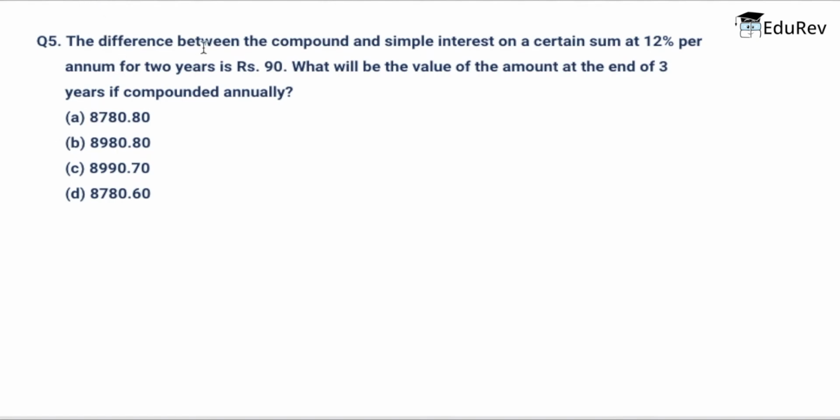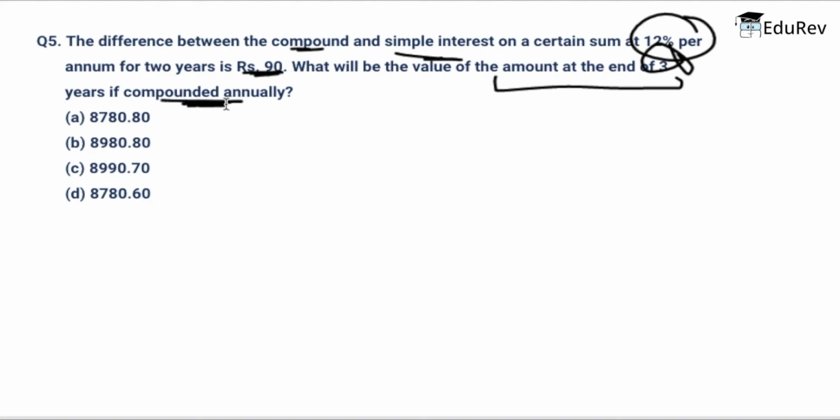Let's move on to the next question and let's see what this question says. The difference between the compound and simple interest on a certain sum at 12% per annum for 2 years is rupees 90. So what is going to be the value of the amount at the end of 3 years if compounded annually? Here the difference is already given to us and we are required to find the principal amount. And using that principal amount, we are required to find the amount compounded after 3 years. The difference is given for 2 years and the formula is going to be D equals PR square upon 100 square.